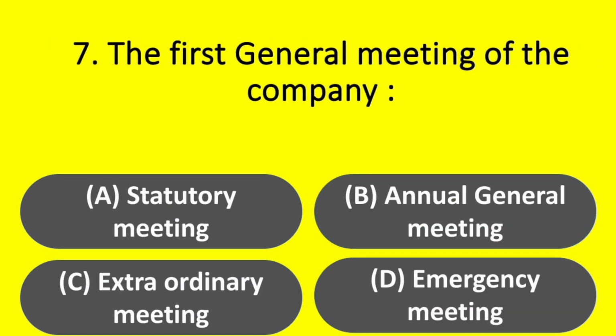Question. The first general meeting of the company is: option A, Statutory meeting; option B, Annual general meeting; option C, Extraordinary meeting; option D, Emergency meeting. Answer: option A, Statutory meeting.